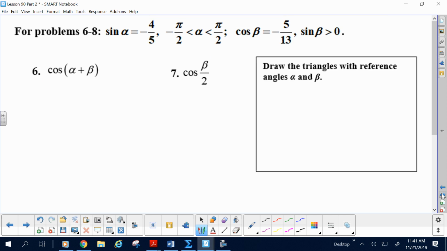For problems 6 through 8, I'm giving you some basics about what alpha looks like and what beta looks like. We've done a million of these. Draw it first. Go over to the box, and draw me a triangle. What quadrant should alpha be?